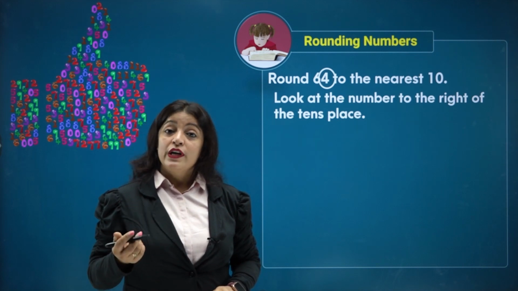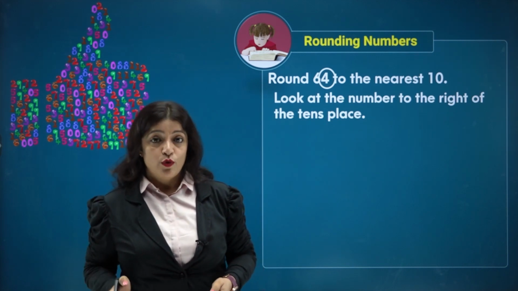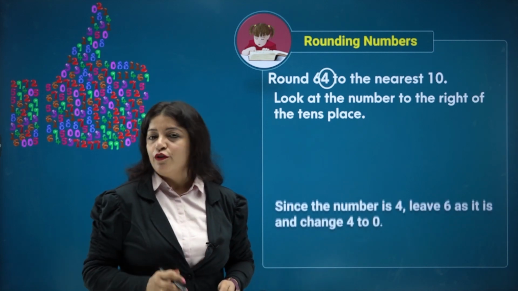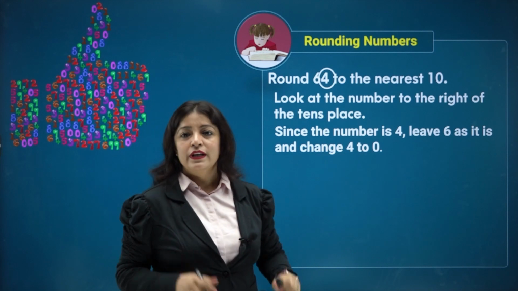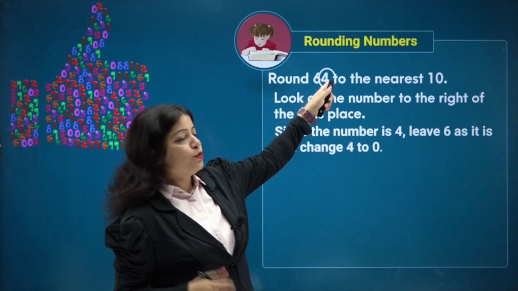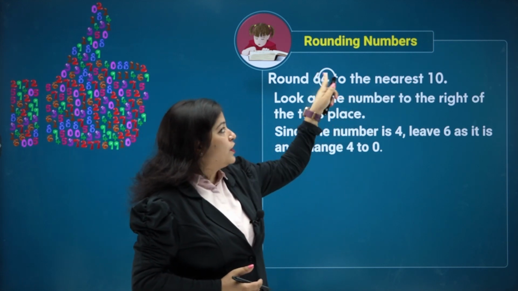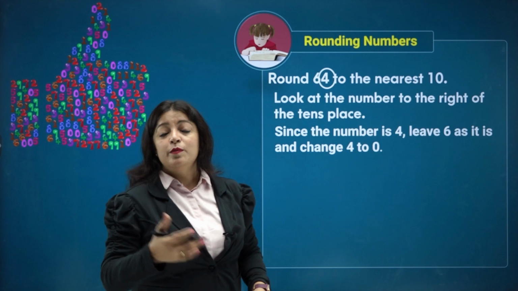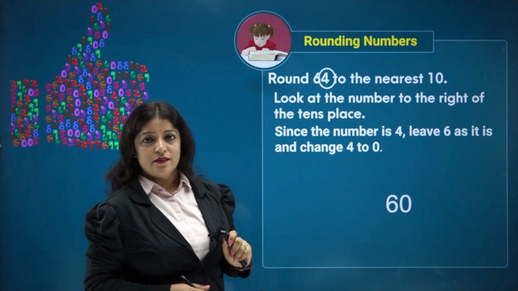So 4 is less than 5. That means if the number is 0, 1, 2, 3 or 4, we keep it as it is. We do not increase the number. So since the number is 4, leave 6 as it is and change 4 to 0. The number written after the tens place, which means the units place, becomes 0. And so the final number becomes 60.